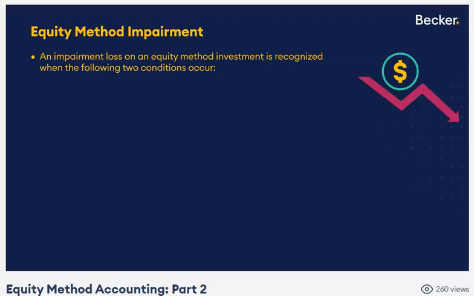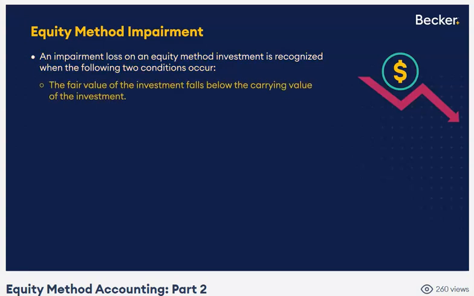Under the equity method, two things have to be true for you to write down the asset and record an impairment loss. Number one, the fair value has got to be below the carrying value. Rule of conservatism, we can't sit idly by and let the fair value be below the carrying value. We're going to have to write it down so long as it's other than temporary. If it's only temporary, it's not impaired. If it's impaired, that means it's other than temporary.